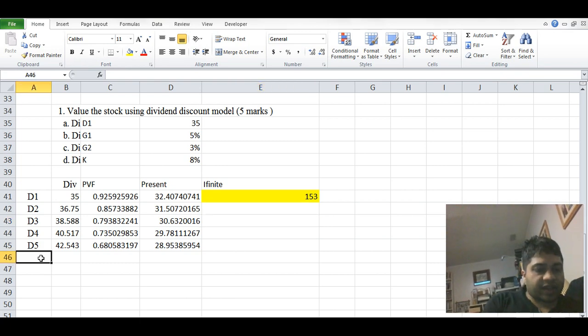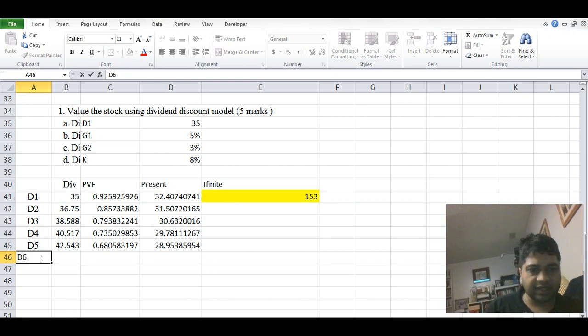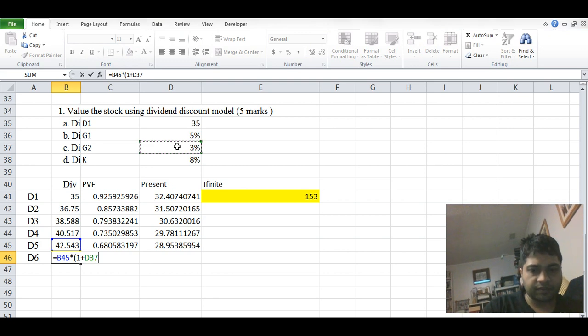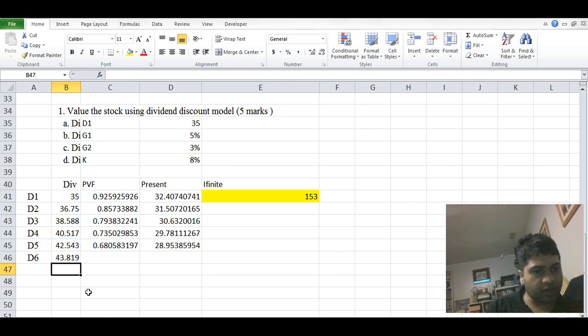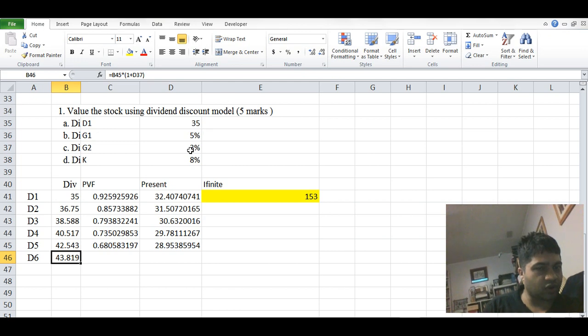Now for infinite period, we need to find D6 first. So how do you find D6? It is D5 growing at 1 plus 3%. Please remember, don't grow it at 5% now, because the growth rate has gone down to 3%. So D6, the first dividend you are getting in infinite period, is the previous dividend growing at 3% now.